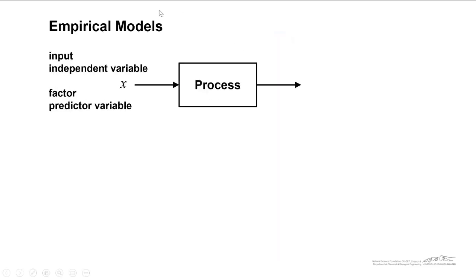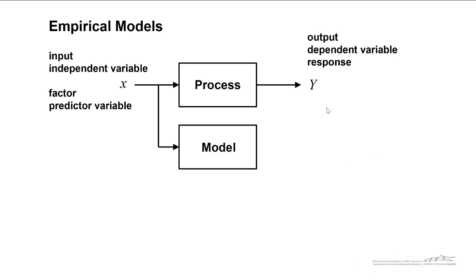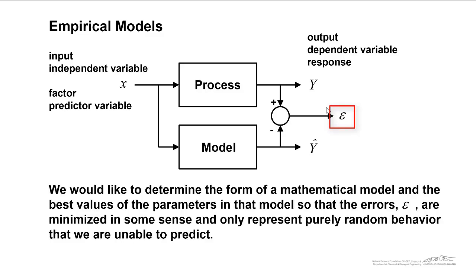So recall, we come up with some sort of empirical model for a real-world process. We have our output, and we can create a model. Our model prediction we compare to the output, and ideally, this error term, epsilon, will just account for random error in our process. So we'd like to determine the form of a mathematical model such that the errors are minimized in some sense and only represent purely random behavior that we are unable to predict. So if we look at the residuals, these error terms, and analyze them, we can tell how adequate our model is. And so that's what we're going to be doing in this screencast.